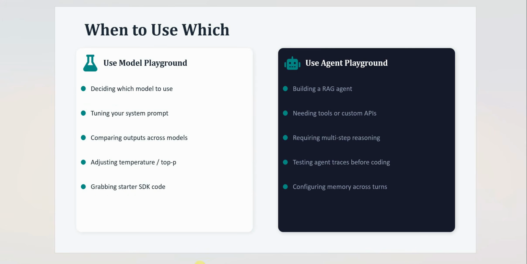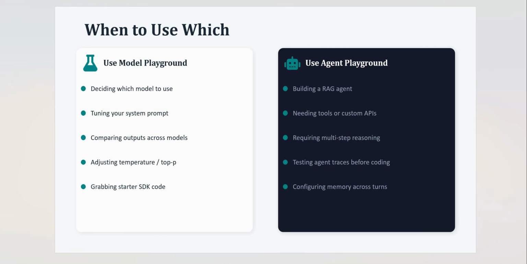Now the most important question: how do you decide in practice which one to use? Use Model Playground when your question is about the model itself. For example, which model performs best on my task? What system prompt gets me the behavior I want? Or how does the temperature affect my outputs? These are model selection and prompt engineering questions which can be answered only inside the Model Playground.